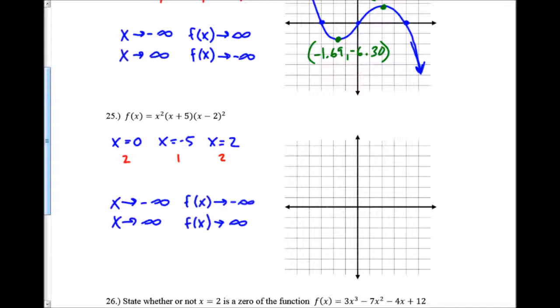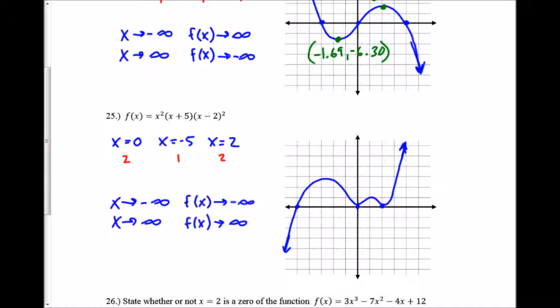And so now if I plot each of these, I've got the 0, the -5, and the positive 2. I know that at 0 and at x equals 2, I'm only going to touch the x-axis, while at -5, I'm going to pass through. I know that this end has to open down. I know that this one has to open up. So essentially, I know that the graph is going to look something like this. It's going to pass through, touch, touch, and then continue up forever.